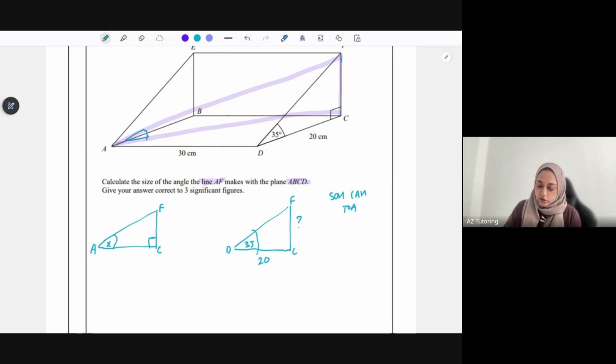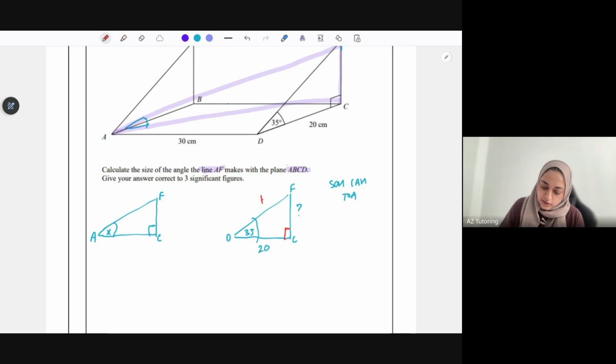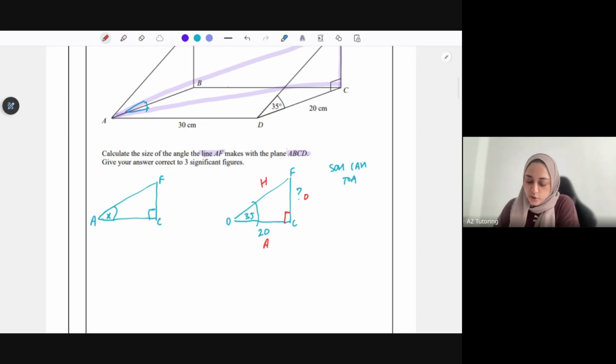So using SOHCAHTOA, let's label the triangle. Our H is opposite the right angle, which is here. We've then got adjacent, next to the angle, which is there, and then this is opposite. Which two sides are we going to use? Well, we've got A, and we need to find FC. So we're going to use something with O and A in, which is TOA.